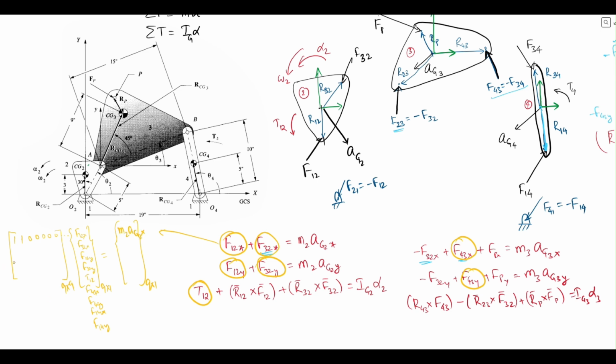M2AG2X. Similarly, the next one will have 0, 0. There is F12Y and there is 32Y. The remaining are all zeros. So maybe I'll just write the exact number. 6, 1, 2, 3. And then this becomes M. Yeah, like that. You have to now carefully write for this.